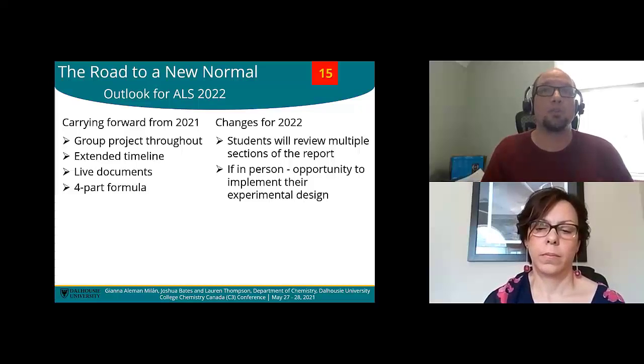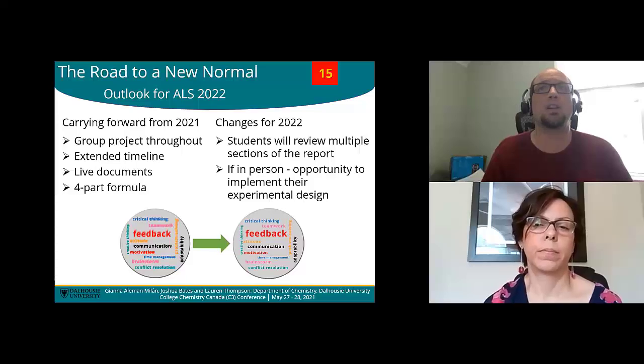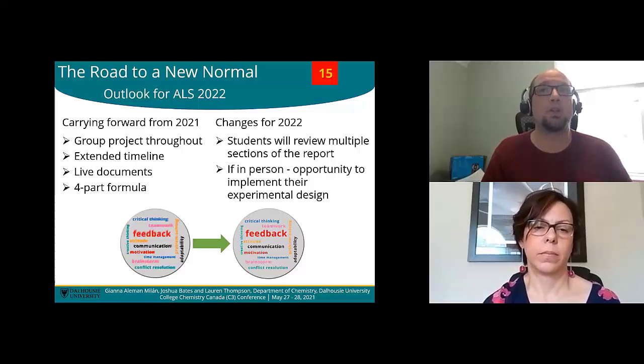Also, if we're in person, we will hopefully have the opportunity for students to actually test their experimental designs in person. Hopefully, by modeling and emphasizing the importance of these soft skills, we can begin to unblur these important concepts for our students.